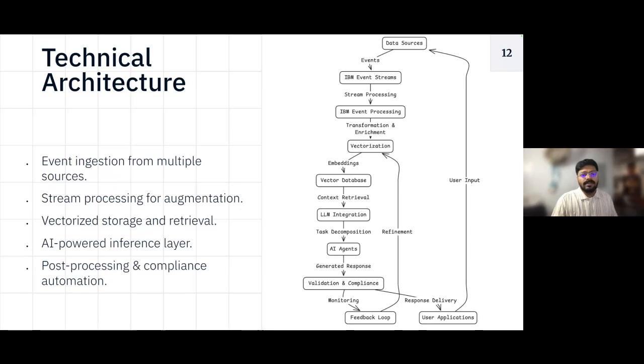Event processing provides the capability of transforming and enriching the data before vectorizing the whole chunks, as I said before. After vectorizing the data, we could store the embeddings in a vector database. Using the data within the vector database, you could retrieve the relevant information or context and integrate it with an LLM to provide a more meaningful response.